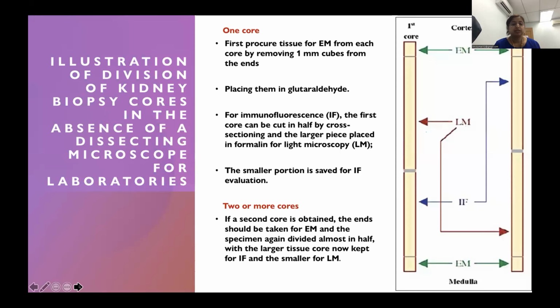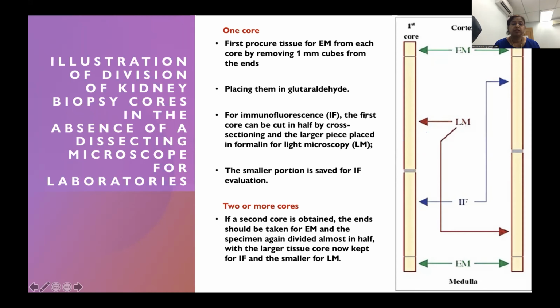Now, for those centers who are actually dealing with these tissues, just a reminder: if you receive one core, first you procure the core. In case you're doing it for EM, the tissue needs to be procured at the edges, removing at least 1 millimeter cubes from both ends. So you have an example here if you're having only one core. Then you place them in the glutaraldehyde. That's for those centers which have EM.